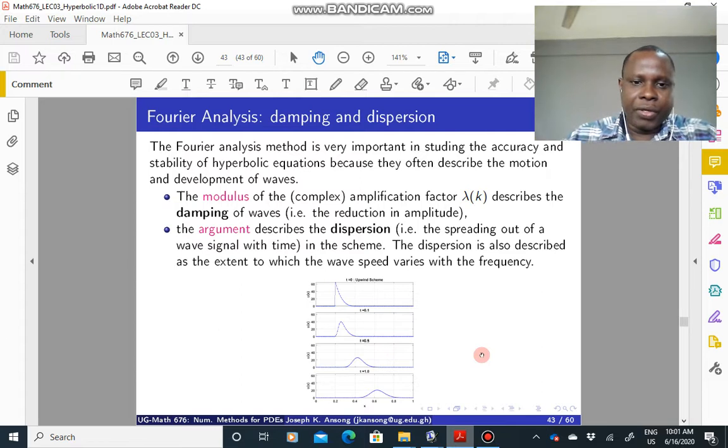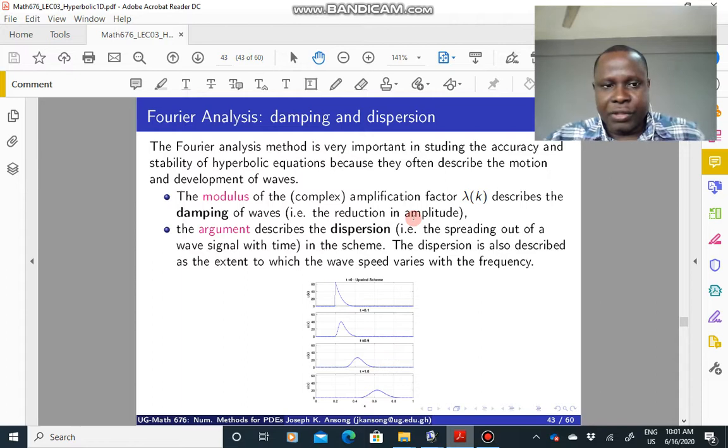So we're going to use the Fourier method analysis approach to understand what is going on. The Fourier analysis approach is very important because it often describes the motion and development of waves. So you can actually use it to see why a signal that is propagating will be damping and dispersing.